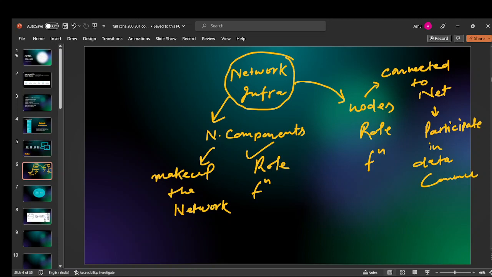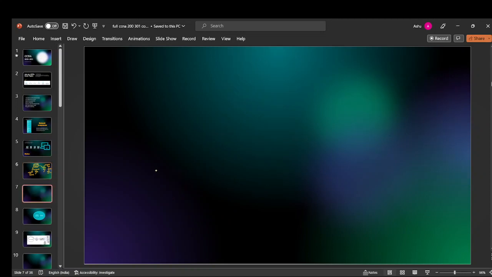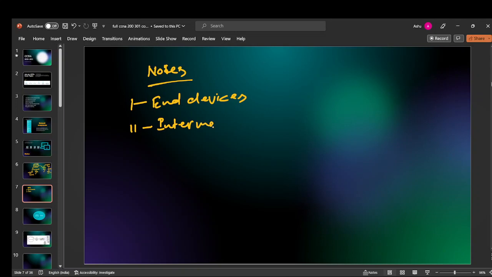So we can classify nodes in three ways. First one is end devices. And second one is intermediate devices. Clear? And third one is network services. Clear? These are the three types of nodes.